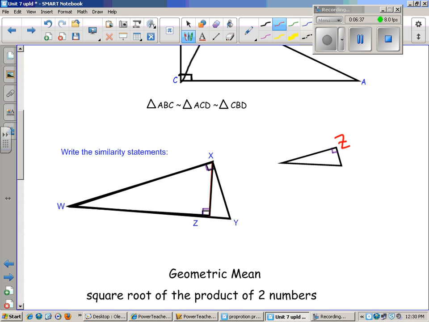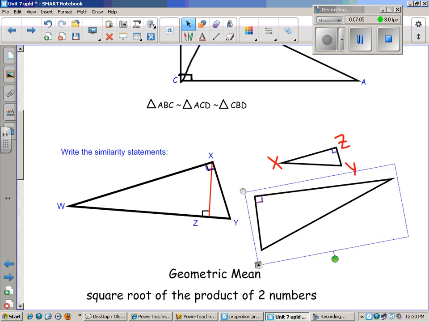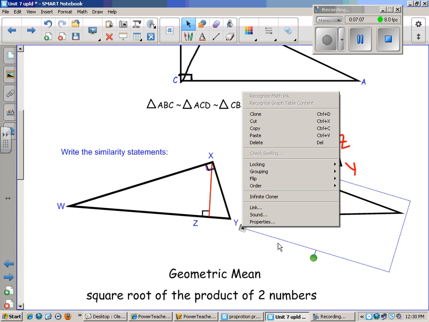What side was the short leg? What letter does the short leg end at? Y. And the long leg at X. Okay? So right now we have Big Daddy triangle WXY is similar to baby triangle XZY. Okay? And then we have the mama bear triangle. Let me flip that.